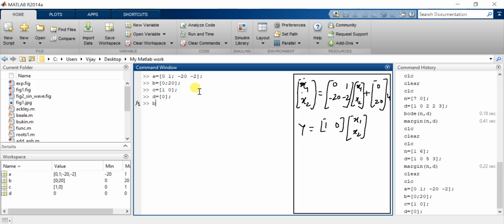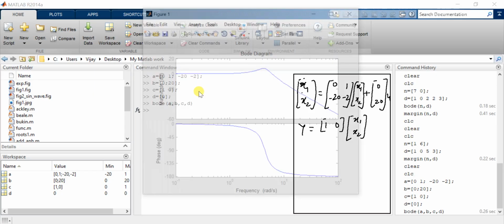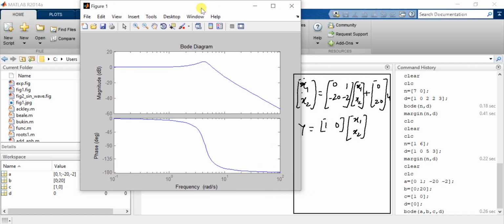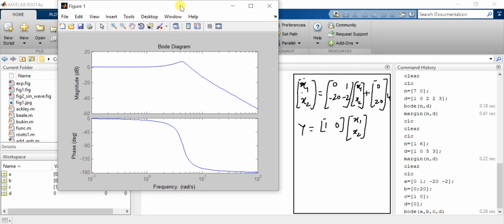Now you can simply draw its Bode plot by passing all these matrices A, comma B, comma C, comma D. Now when you hit enter, this will give you the Bode diagram for this particular system. You can take any other example as well.